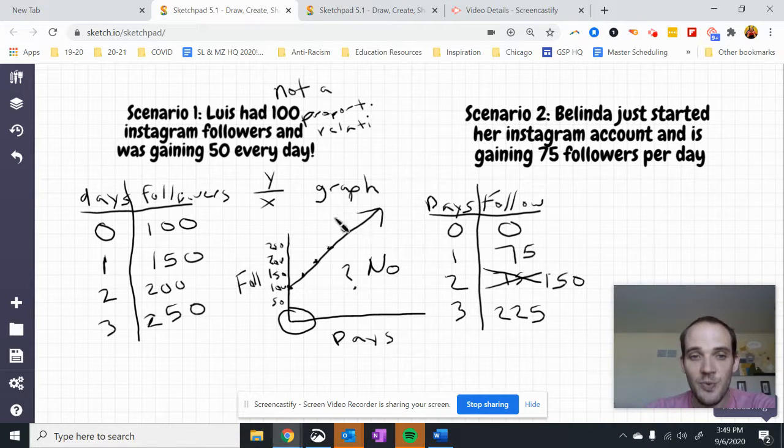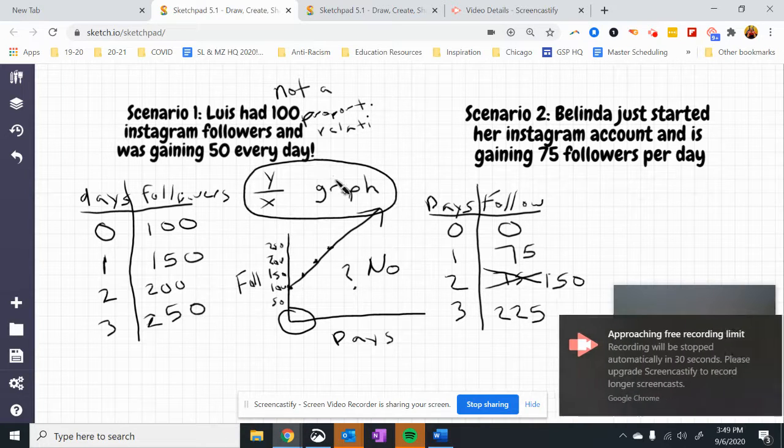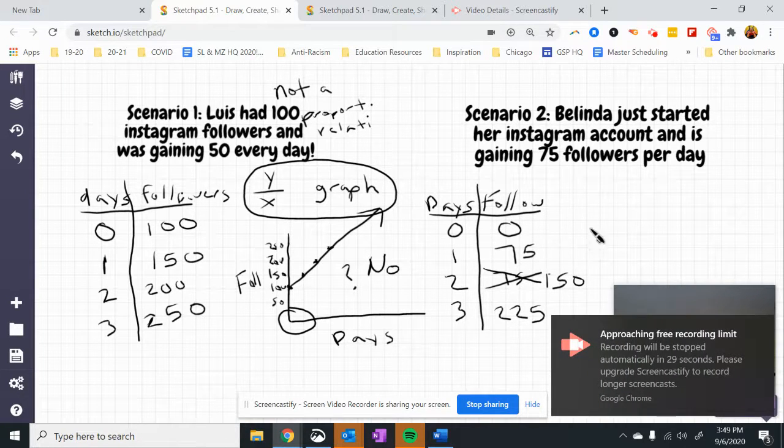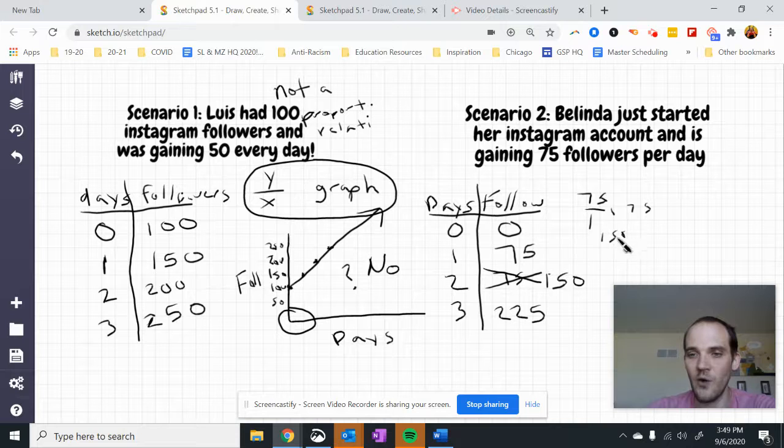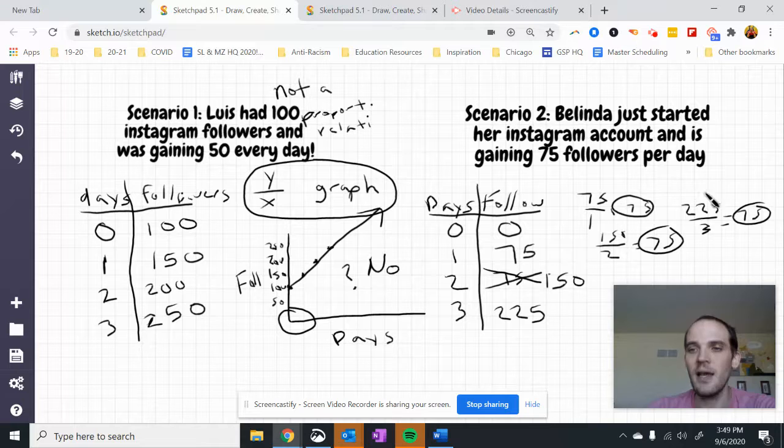Remember, there are two ways to see if it's a proportion. I could look for the ratio, or I could make the graph. Here I'll use the ratio. 75 over 1 is 75. 150 over 2 is 75. 225 divided by 3 is 75. Those are all the same. So what does that mean? That means yes, this is a proportional relationship.